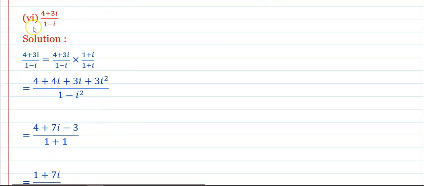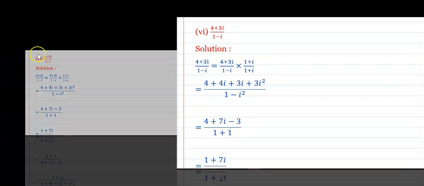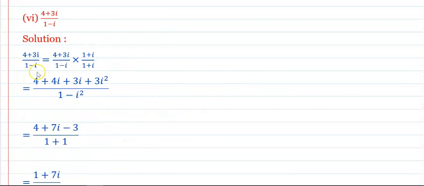Next is the sixth one, (4 + 3i) upon (1 - i). We multiply the numerator and denominator by the conjugate of 1 - i, that is (1 + i) upon (1 + i). Now (4 + 3i) into (1 + i): 4 into 1, you will get 4. 4 into i, you will get 4i. 3i into 1, you will get 3i. 3i into i, 3i². i² is -1. 3 into -1, you will get -3.